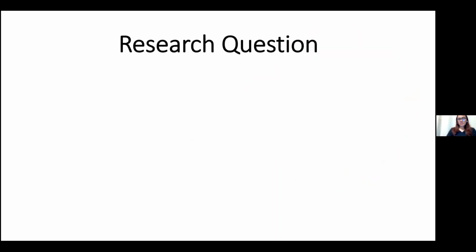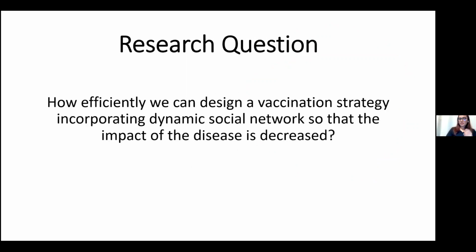So I'm going to present right now. The research question we focused on is how efficiently we can design vaccination strategies by taking into consideration the dynamic social network so that the impact of the disease can be decreased. For developing countries, it is often a burden question because the resources or vaccinations are limited. So often the health workers and the policymakers are in a dilemma about whom they should vaccinate first, or how efficiently they can organize the vaccination program so that in their particular community, the pandemic might not spread too much.